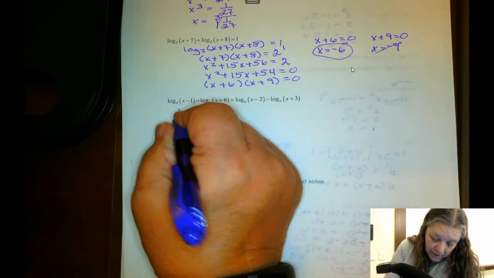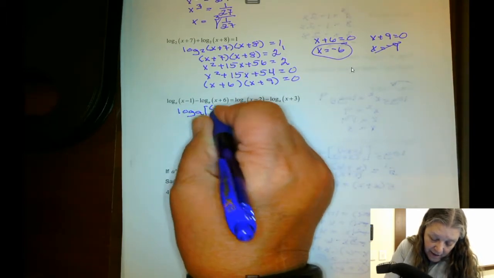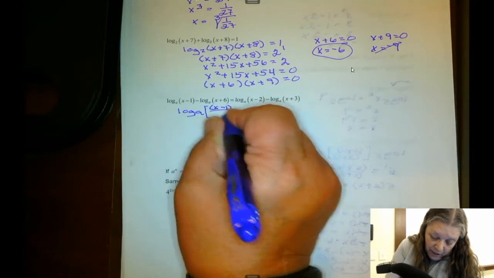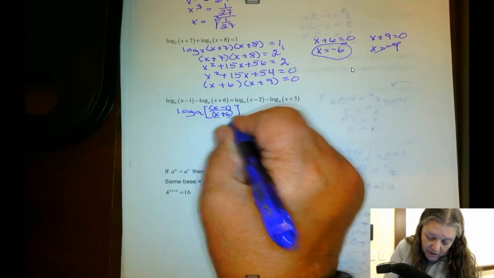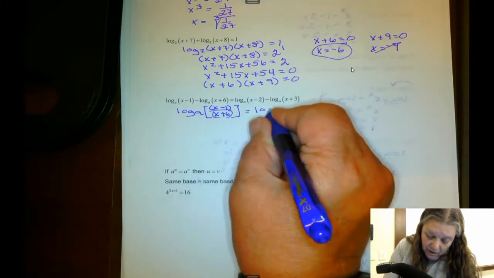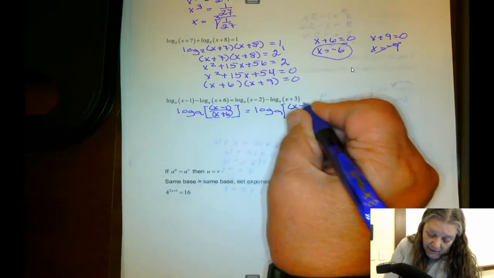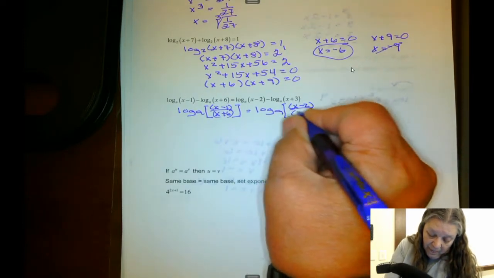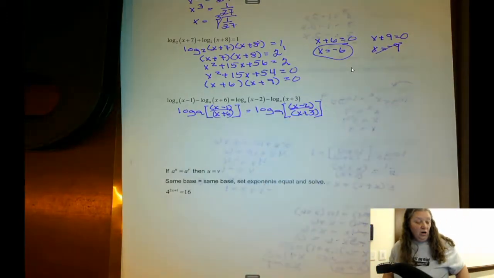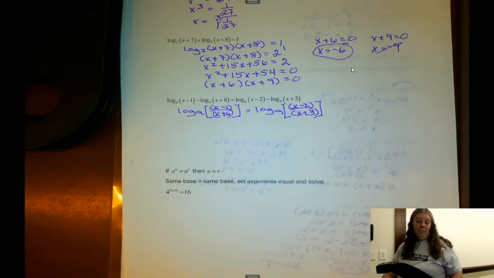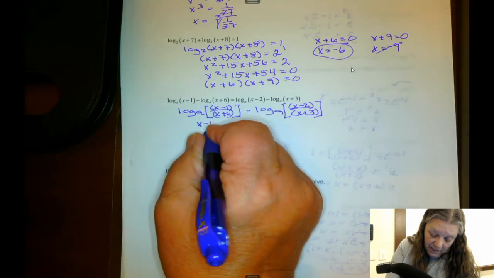Combine. So we have log base A of x minus 1 over x plus 6 equals log base A of x minus 2 over x plus 3. Single log equals single log, same base. Set the arguments equal.